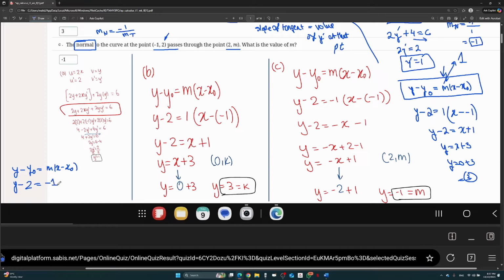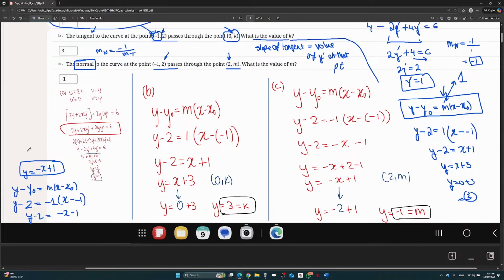m is now negative 1. x minus x node is still negative 1. Only thing that changed is the gradient, which became negative 1. So it becomes y minus 2 is equal to negative x minus 1. So you get y is equal to negative x plus 1. Alright? So substituting 2 as your x, you get negative 2 plus 1, which is what? Negative 1. That's why the answer is negative 1.